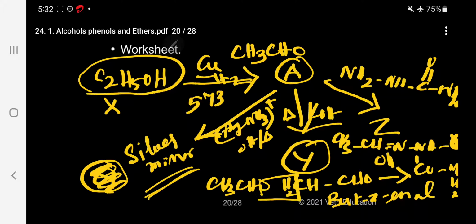Let us see what is A: acetaldehyde. Number one, acetaldehyde. What is Y? It is but-2-enal. Then X is ethyl alcohol. Y is this but-2-enal, and Z is semicarbazone. Kindly follow now. Let us go for the options and find out the answer.